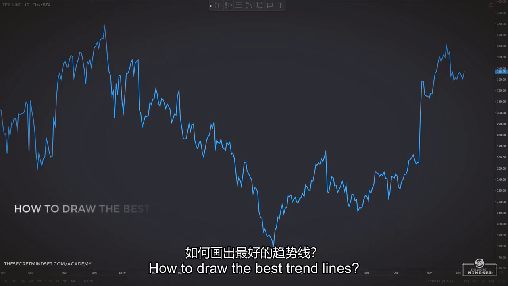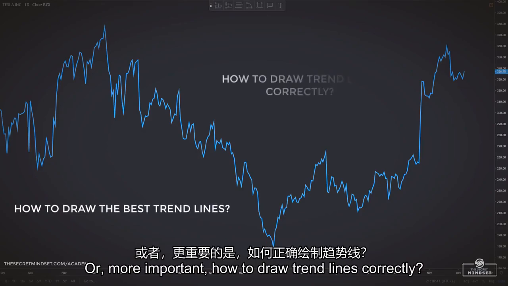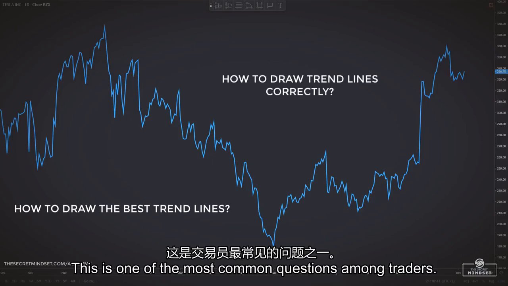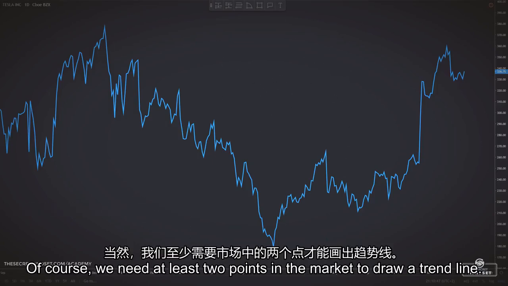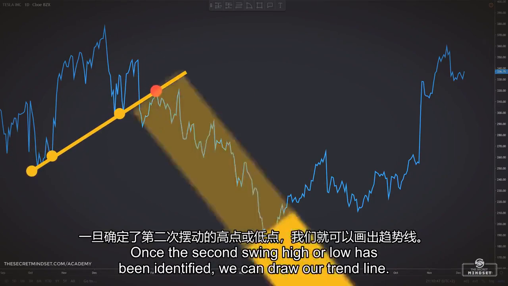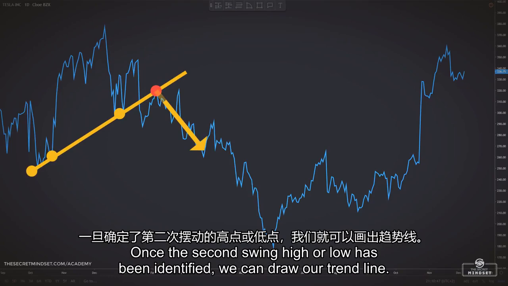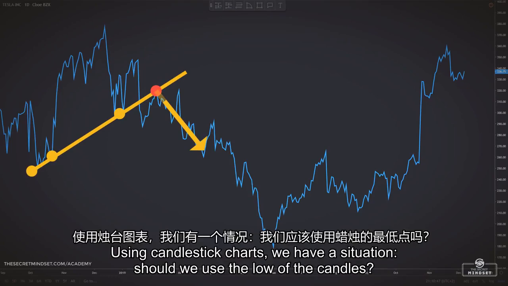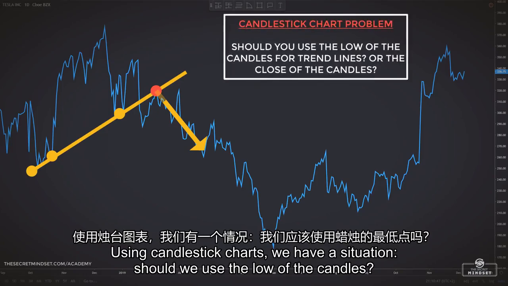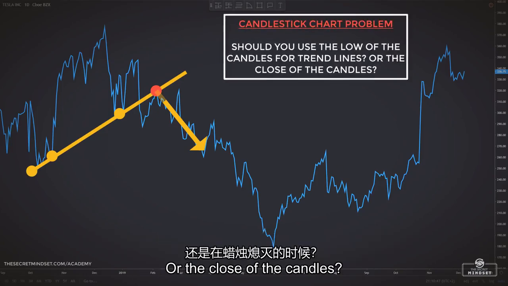How to draw the best trend lines? Or, more important, how to draw trend lines correctly? These are one of the most common questions among traders. Of course, we need at least 2 points in the market to draw a trend line. Once the second swing high or low has been identified, we can draw a trend line. Using candlestick charts, we have a situation. Should we use the low of the candle or the close of the candle?